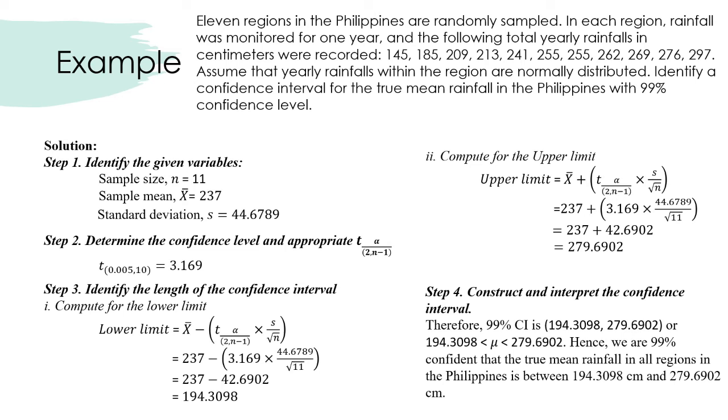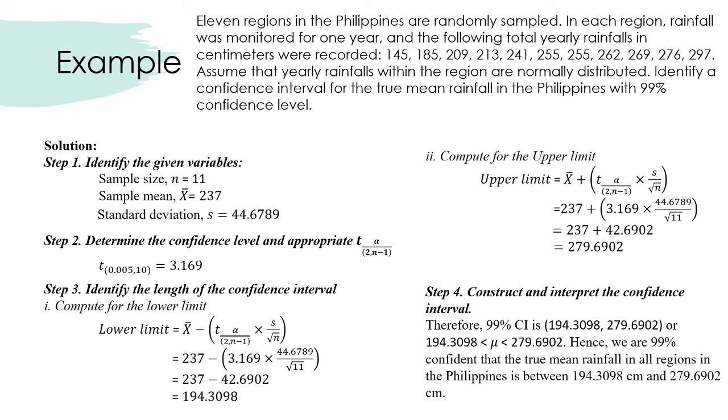Identify the length of the confidence interval. First, compute for the lower limit, having a formula of x bar minus the quantity of t sub alpha over 2 and n minus 1 multiplied to s all over square root of n. Let's substitute the given in the formula. We will now have 237 minus the quantity of 3.169 multiplied to 44.6789 divided by square root of 11.